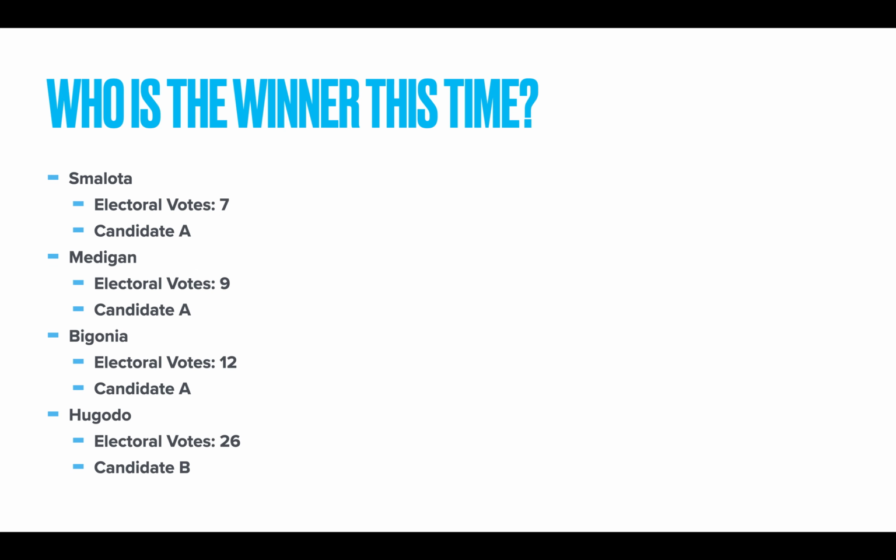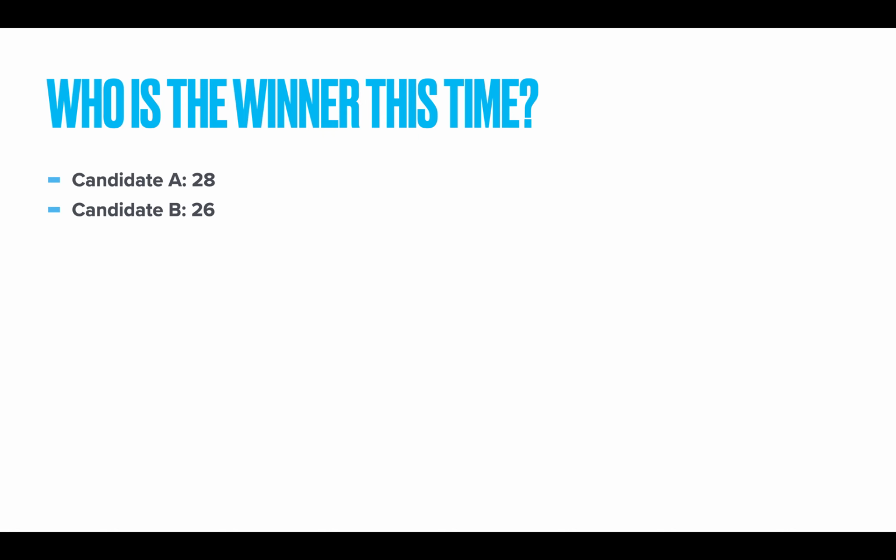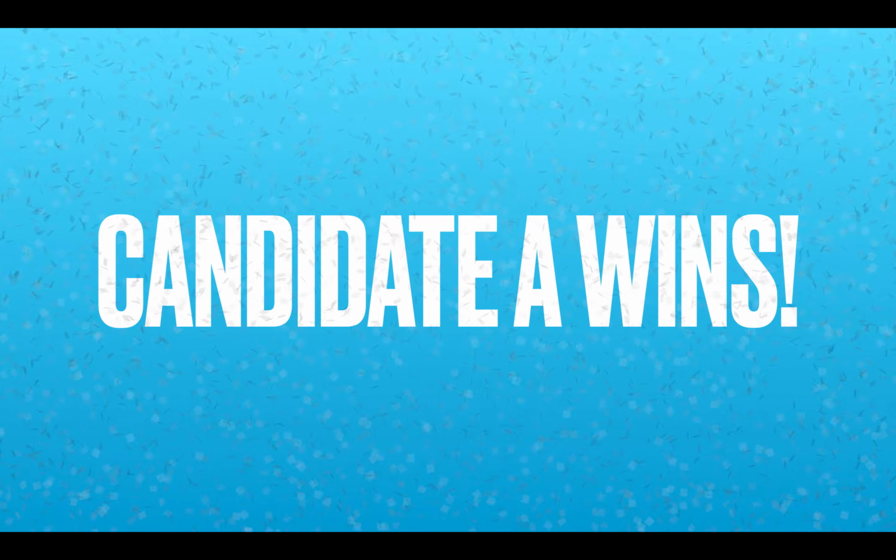Now, who is the winner this time? The total electoral votes that each state has changed, so the winner could also change. We'll add up the total electoral votes for the winner in each state and get 28 votes for candidate A and 26 votes for candidate B. So, candidate A is the winner.